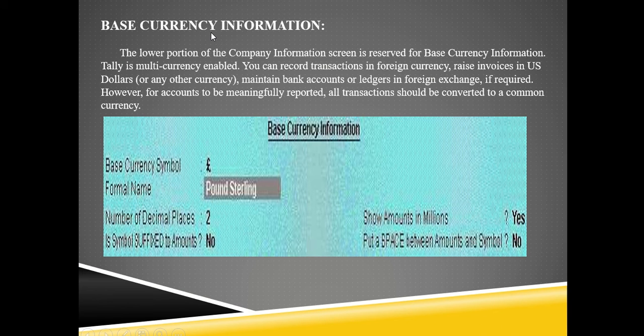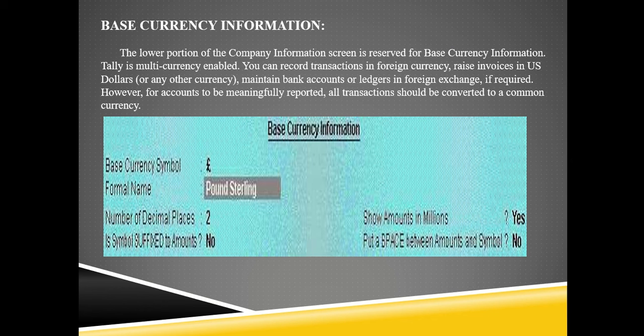Now the basic currency information. The lower portion of the company information screen is reserved for the basic currency information. Tally is multiple currency enabled, so you can record transactions in any currencies, either foreign currencies, dollars, or rupees, and it can also maintain bank accounts or ledgers in foreign exchange if required. However, for accounts to be meaningfully reported, all transactions will be converted into a common currency.